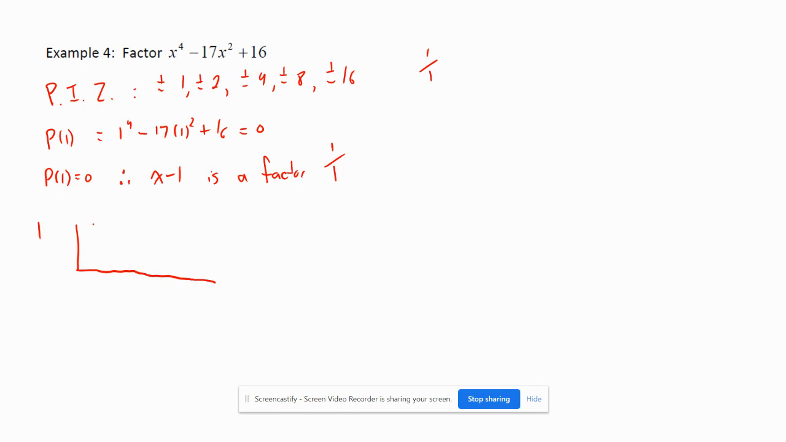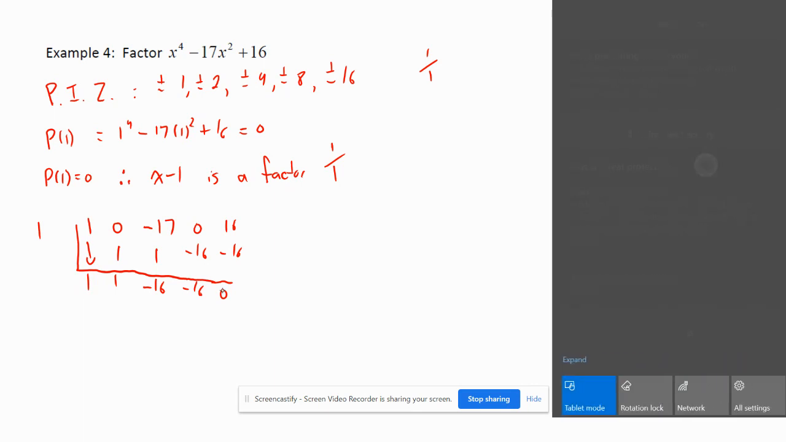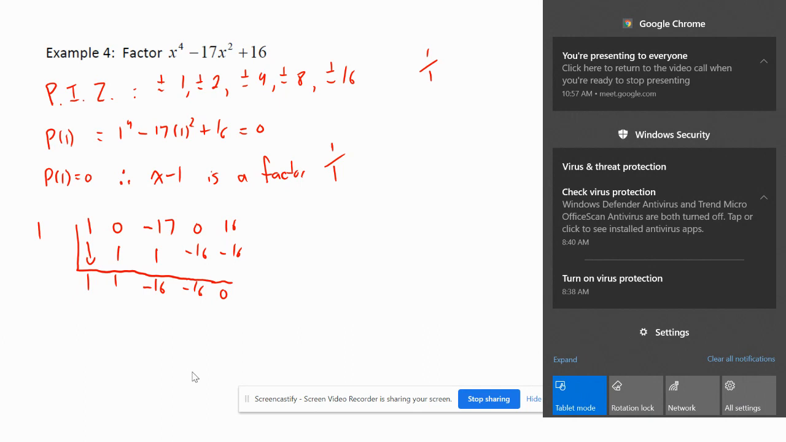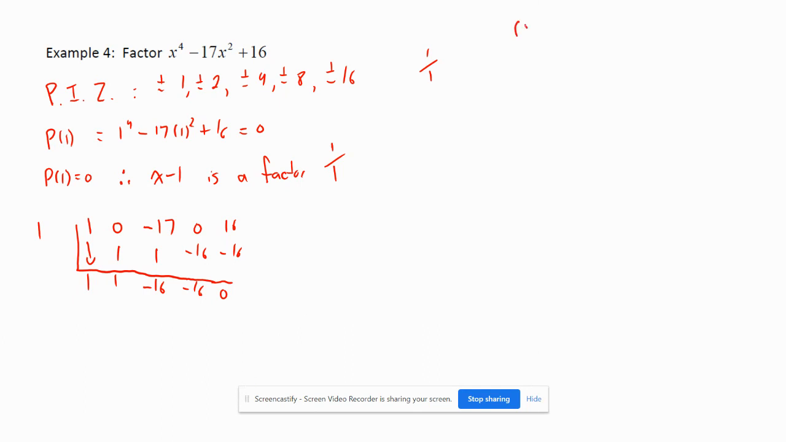Now we need to remember for synthetic division here to put in our zeros. There's no x cubed term here. It goes from x to the 4th to x squared. So we need to put a 0 placeholder in for that x cubed term. And same thing, there's no x term here, so we need to put a 0 in for that one as well. Synthetic division: 1, multiply, add, multiply, add, multiply, add, multiply, add. So what we have so far is x minus 1, we have x cubed plus x squared minus 16x minus 16. So here's our so far.